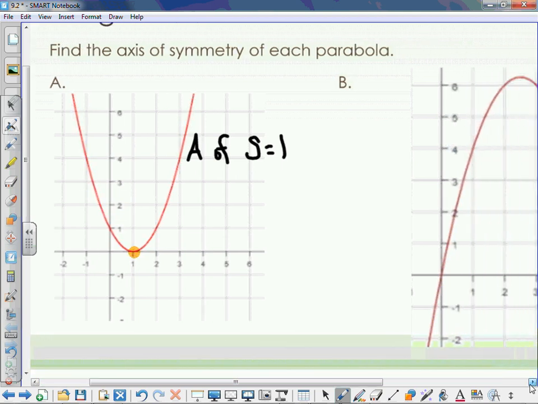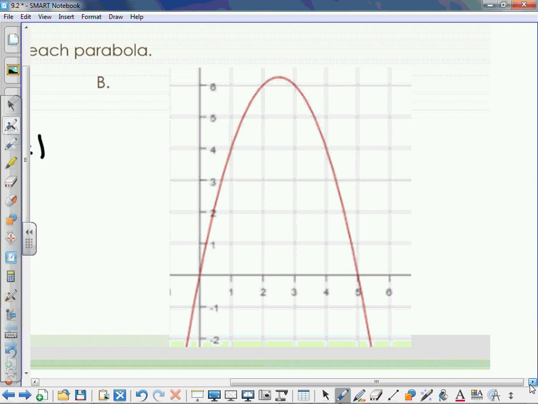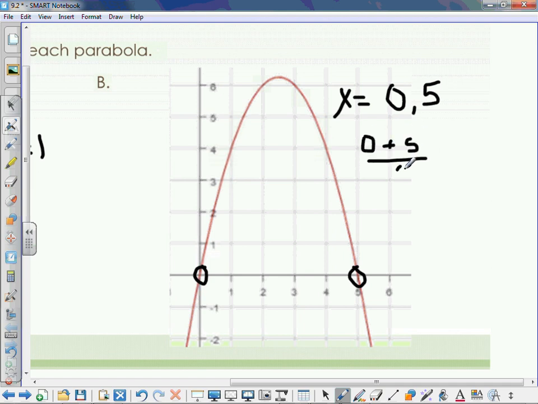Next, we'll try this parabola. It has 2 zeros right here and right here. According to what we wrote down on the previous slide, we have to find the average of these two. So we have 0 and we have 5. To find the average, you add them together and divide by 2. 0 plus 5 is 5. 5 divided by 2 is 2.5. So the axis of symmetry is 2.5.